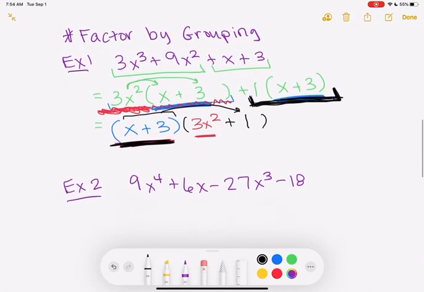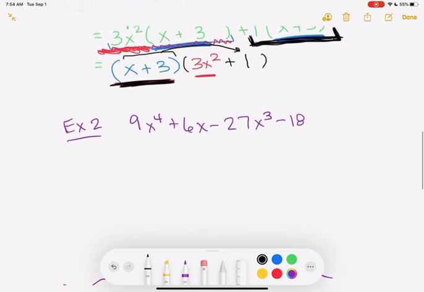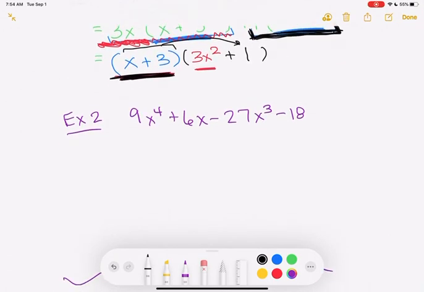Let's go ahead and give you another one. See how far you can get on this one. So I have 9x to the 4th plus 6x minus 27x cubed minus 18. So remember, you're going to group them up. Maybe just try to do the first step, okay? So get your first two together and tell me what they would equal, and then your second two. This one's going to be a little bit tricky because of that minus sign. So hit pause, do just the first step, and then come back.